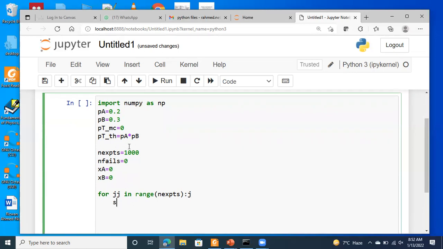Okay, the indentation should be proper in Python. So xA is equal to numpy random dot random. So one random number is generated for this one, and xB is equal to numpy random dot random. So by this random number, practically I mean state of component A, and by this one, I'm saying state of component B. Like we said, state head or tail.